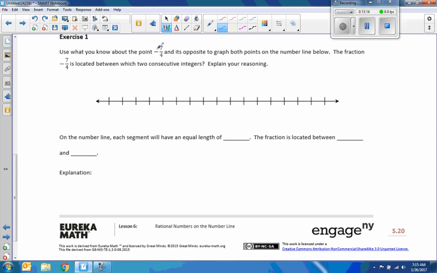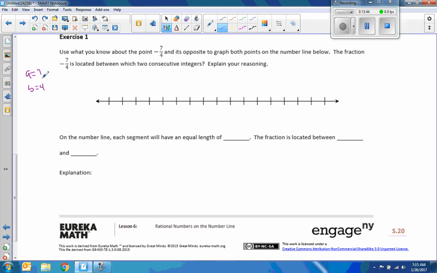Use what you know about the point -7/4 and its opposite to graph both points on the number line below. The fraction -7/4 is located between which two consecutive integers? Explain your reason. Okay, so in this case, if I do quarters, because 4 is b, over here I'm going to write a equals 7, b equals 4.